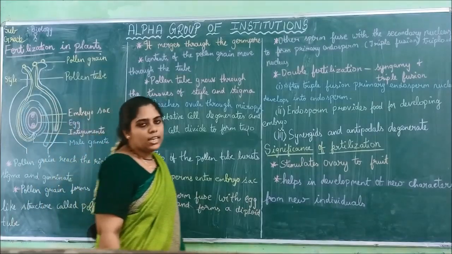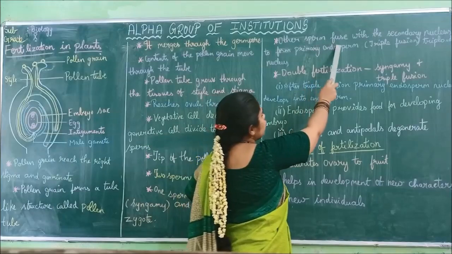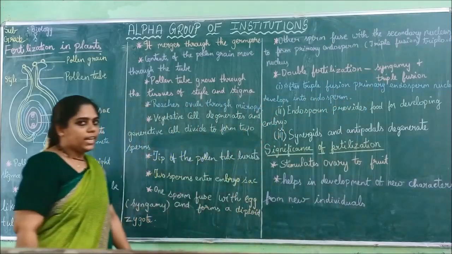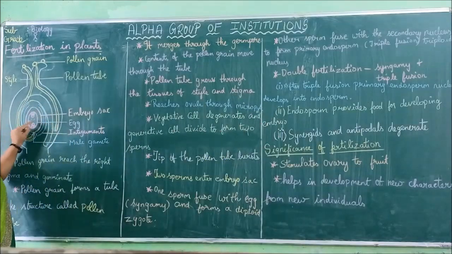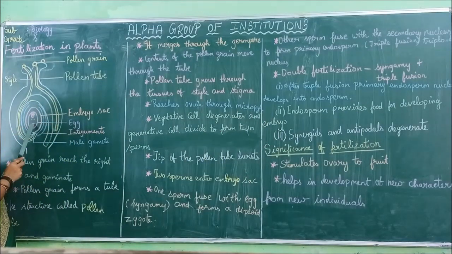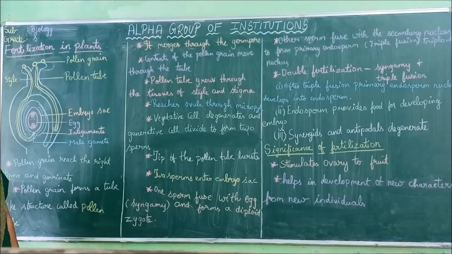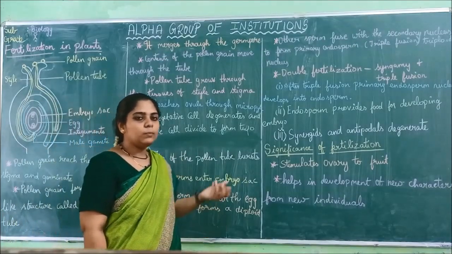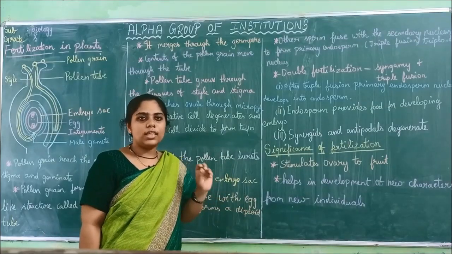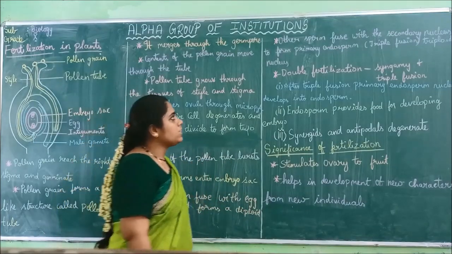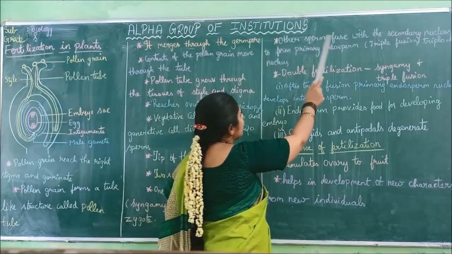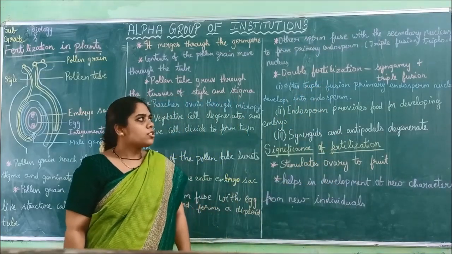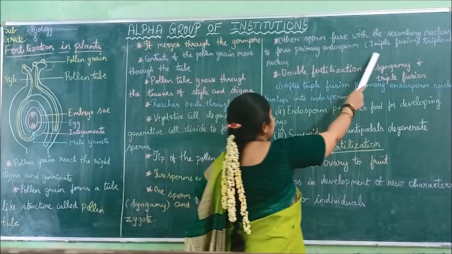Next, the other sperm fuses with the secondary nucleus. Where is the secondary nucleus? These two dots, the polar nuclei, are called the secondary nucleus. The second sperm goes and fuses with the secondary nucleus, and they form the primary endosperm nucleus. This is known as triple fusion.